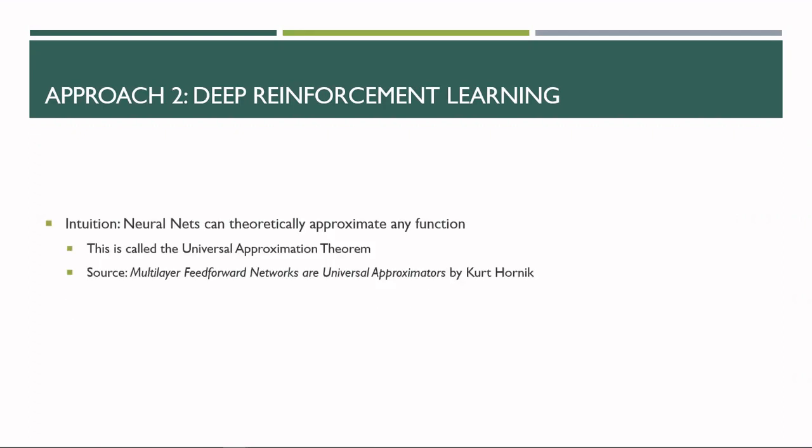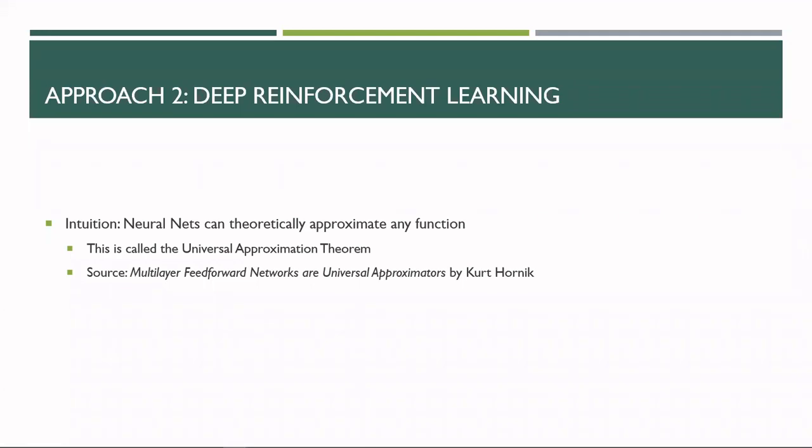So here's the intuition. Neural nets can theoretically approximate any function. My source for that is Multi-Layer Feed-Forward Networks Are Universal Approximators by Kurt Hornik. He proved in that paper that any function can be made in the space of neural networks. Okay. This is called the universal approximation theorem. To put this another way, he proved that neural networks are universal. So they're equivalent to a Turing machine. They can run any algorithm, is really what he's proving. Okay. So based on that, we know that neural nets are a great option for trying to approximate a function that we don't understand.